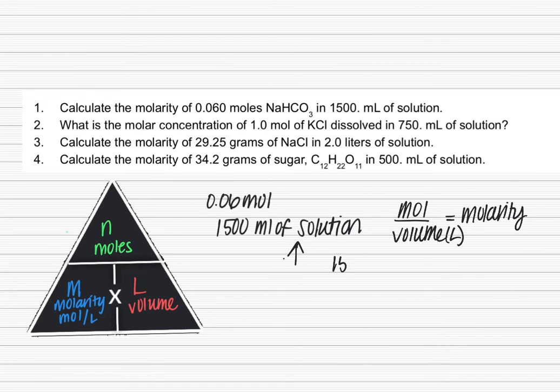So to change milliliters to liters, we can divide that by 1,000, which gives us 1.5, or we can move our decimal place to the left. It gives us the same number. So we have 1.5 liters of sodium bicarbonate solution. So we're going to divide our moles by our liters.